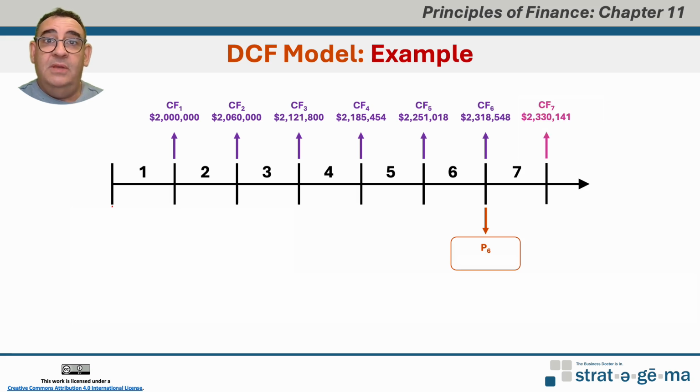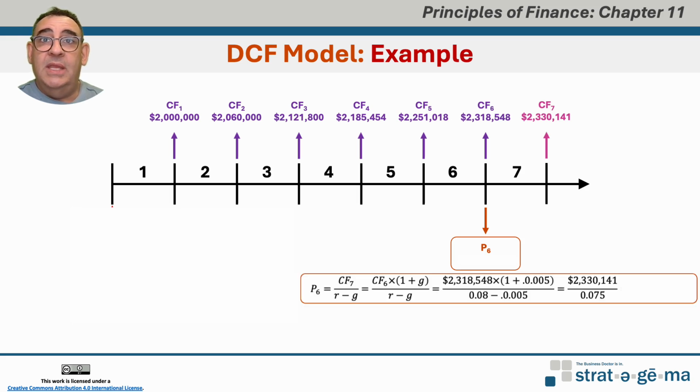Well, cash flow 7 is cash flow 6 times 1 plus G, divided by R minus G. So we'll take that 2.318 million, multiply by 1 plus 0.005 because it's 0.5%, and then divide by the 8% minus the 0.5%. So cash flow 7 is 2,330,141 divided by 7.5% gives us 31,068,543. That is the horizon value.